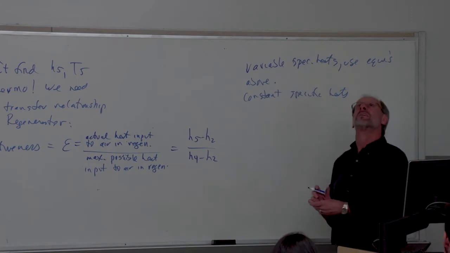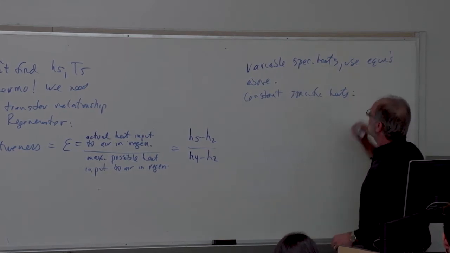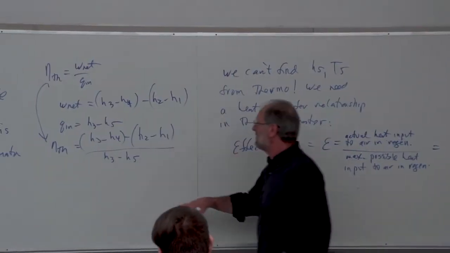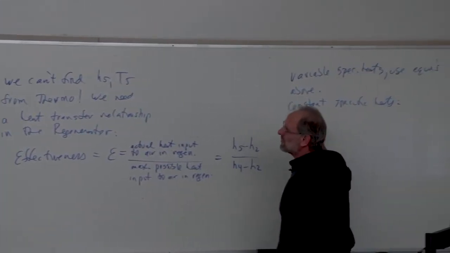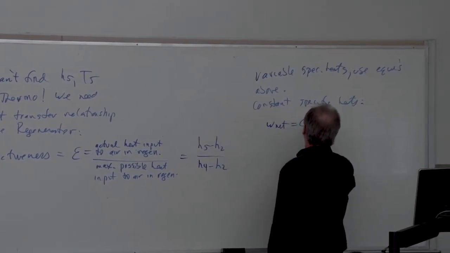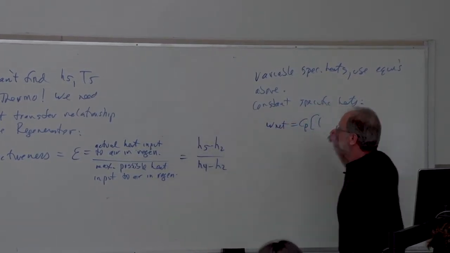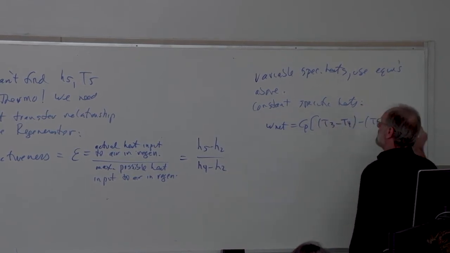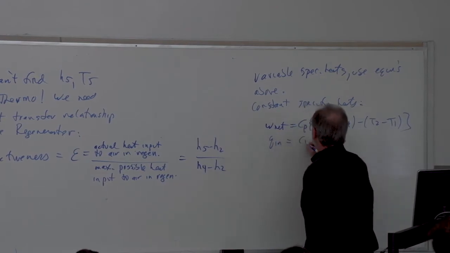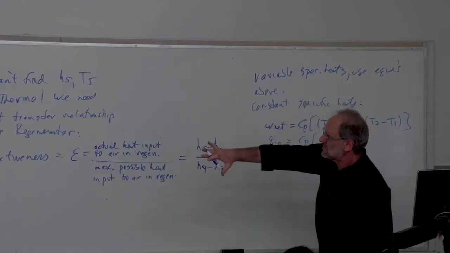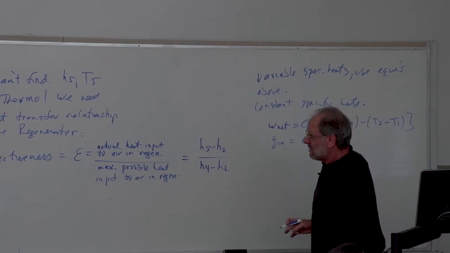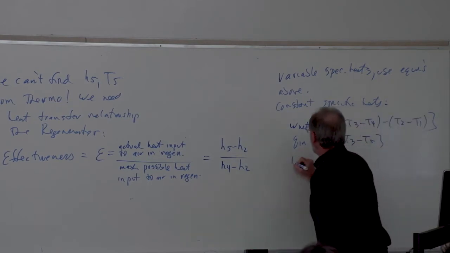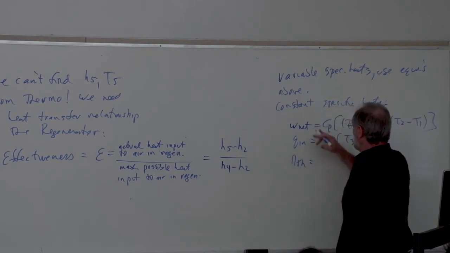That doesn't help. Okay, so if we have constant specific heats, then our equations are ever so slightly different. Again, we know how to do this, right? All the enthalpy changes become Cp times temperature changes. So for instance, the net work is going to be Cp times (T3 minus T4) minus (T2 minus T1). The heat input is going to be, instead of H3 minus H5, Cp times (T3 minus T5). And then, of course, the thermal efficiency is just going to be the ratio of the above.